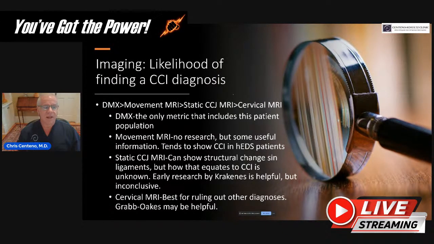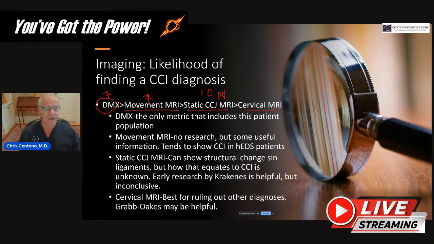And then imaging, likelihood of finding a CCI diagnosis. I think we've just talked about this. DMX is usually the most likely for us, then movement-based MRI, then static upper cervical MRI, then a regular cervical MRI. Now, it doesn't mean I can't find it on a regular cervical MRI. It just means if we take 10 patients, right, who all have CCI, and we run all 4 of these studies, then most of them, let's say 7 of them, I'm going to find CCI on a DMX.